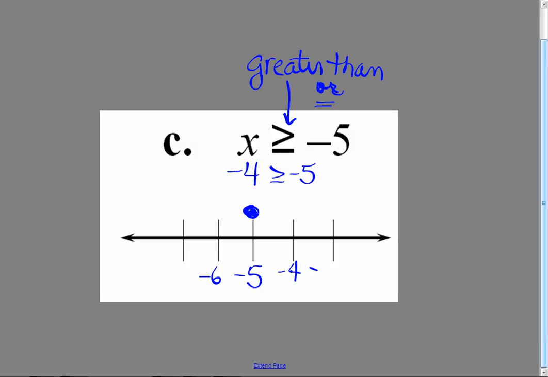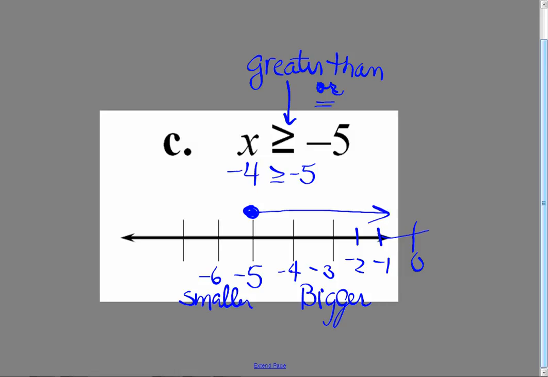What's next? -3, -2, -1, 0. 0 is bigger than a -5. Everything to the right is bigger. Let's write that down. These are bigger, smaller. It's just what we've agreed to do. So that's true. And you don't have to write any of this down. All you really need is the answer: the closed circle and which side, one side or the other, will be shaded, graphed, whatever.